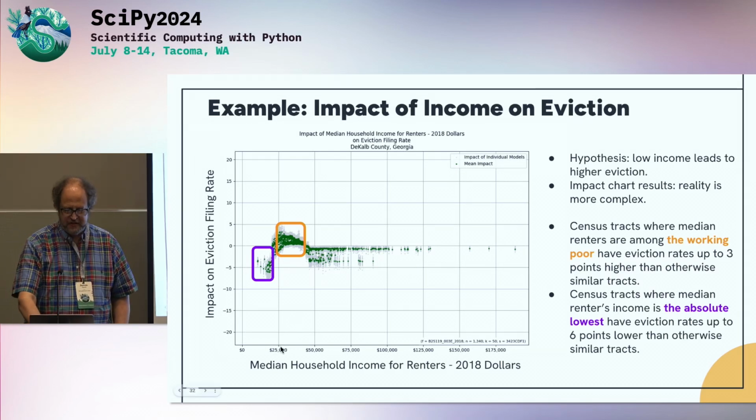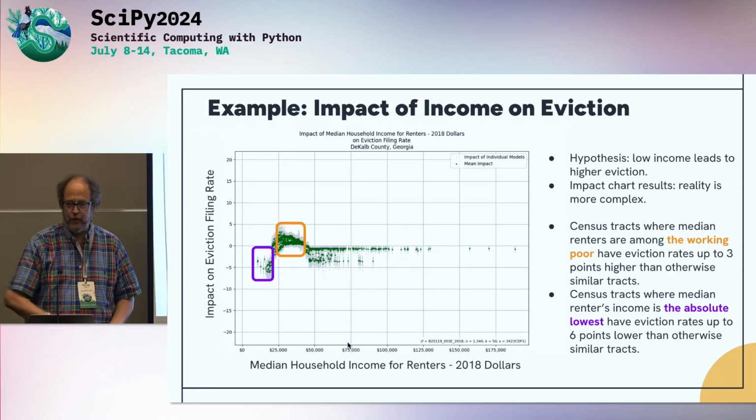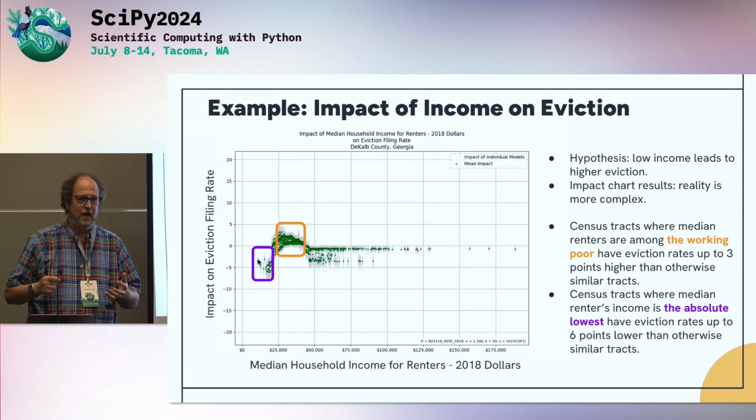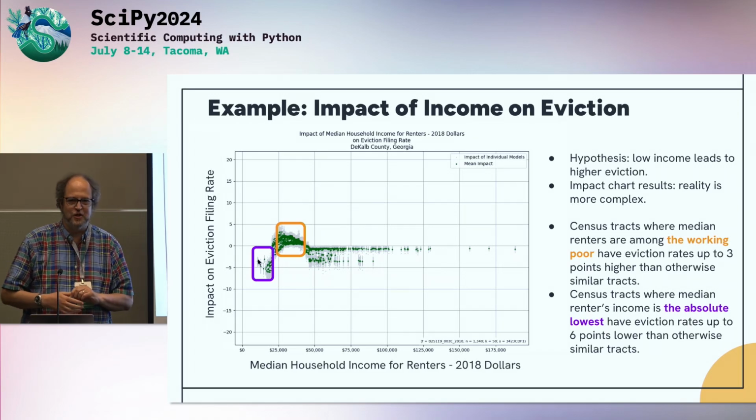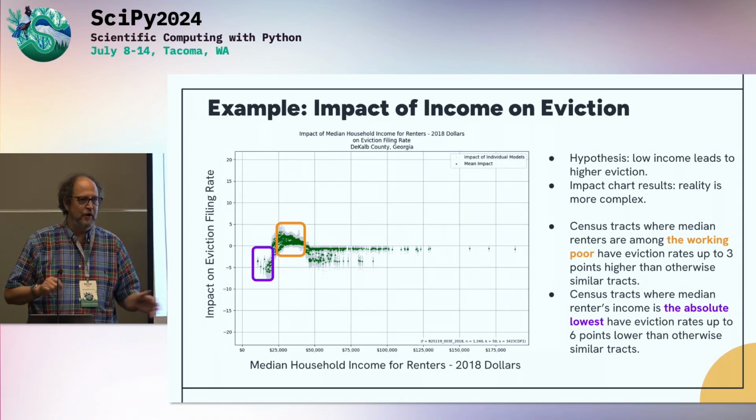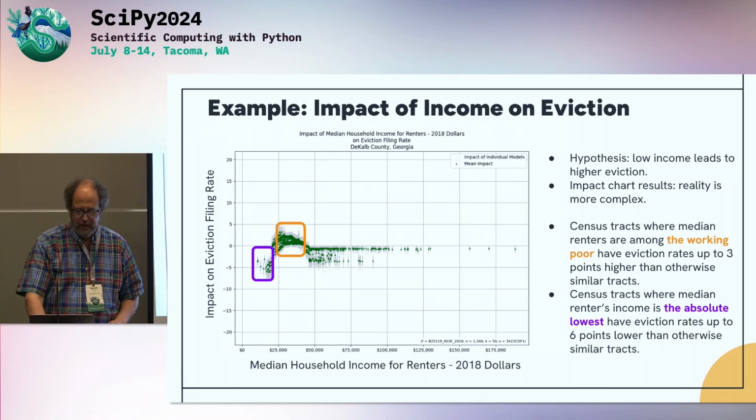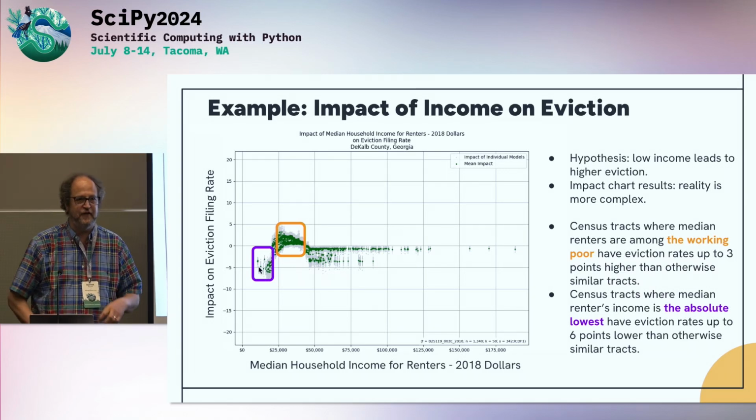We see that in this case the feature we're using is median household income for renters. We threw out people who are homeowners because they're not necessarily going to influence this. If I look at the purple area, remember my initial hypothesis was that people that are lower income are going to get evicted more. The very lowest income people, the impact is actually negative. You can see it's down somewhere in the -5 range.